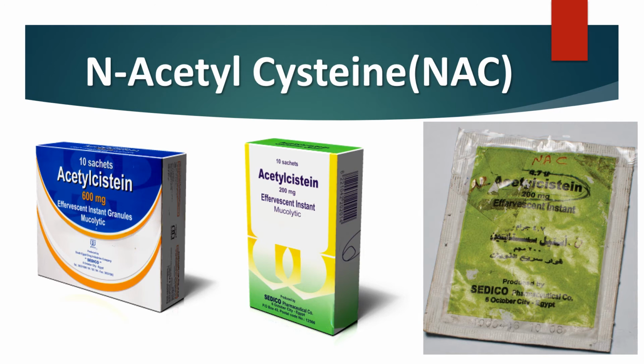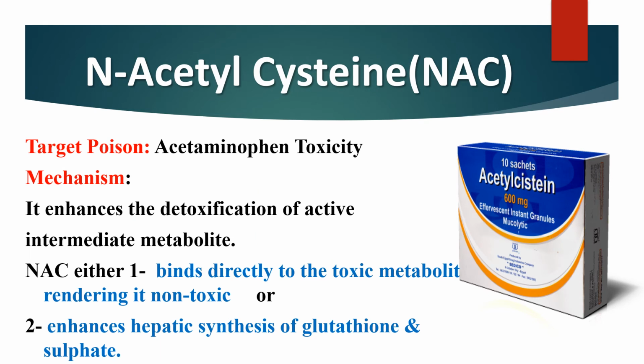Okay, the next antidote is N-acetylcysteine. N-acetylcysteine is commonly used as a mucolytic, besides its antidote action. N-acetylcysteine targets acetaminophen overdose. How does it act? In acetaminophen toxicity, we have an intermediate toxic metabolite to the liver called NAPQI. This NAPQI accumulates after exhaustion of the liver and after finishing the store of glutathione in the liver. When NAPQI accumulates, this causes liver damage.